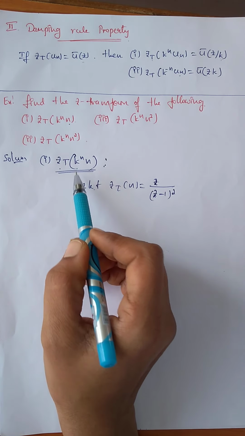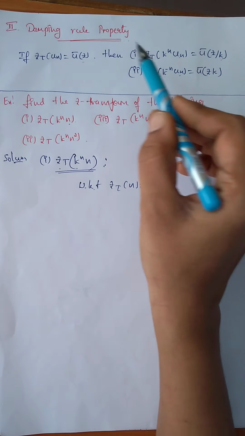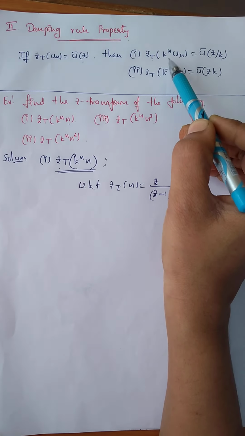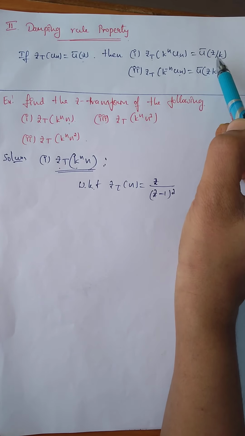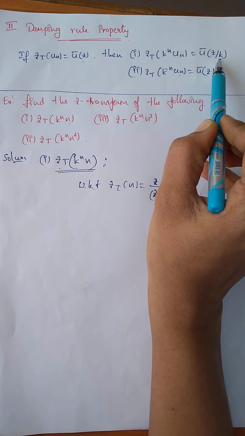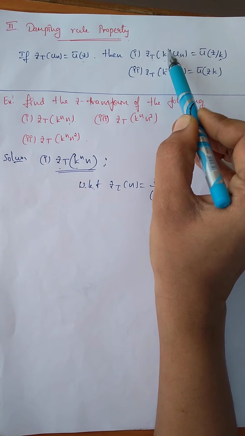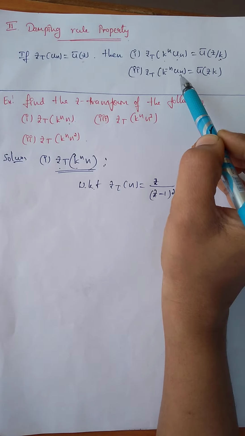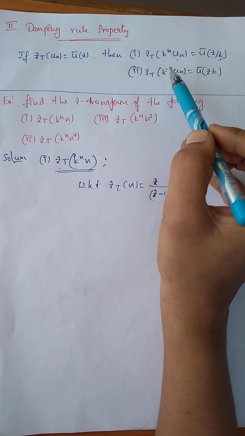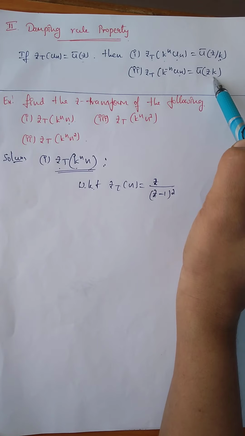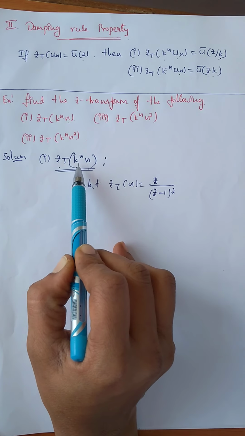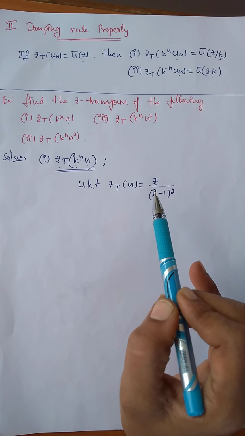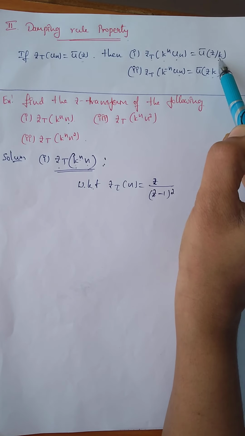So here we have to find the Z transform of k to the power of n into n. Therefore, by using this damping rule property, for any function multiplied by k to the power of n term, we can write u bar of z by k. Just replace z by z by k term. Suppose any function is multiplied by k to the power of minus n term, we have to replace z by z into k term. Here the function n is multiplied with what? k to the power of n. Therefore, using this damping rule property, we should replace z by z divided by k.